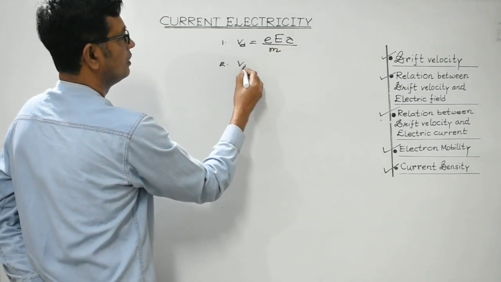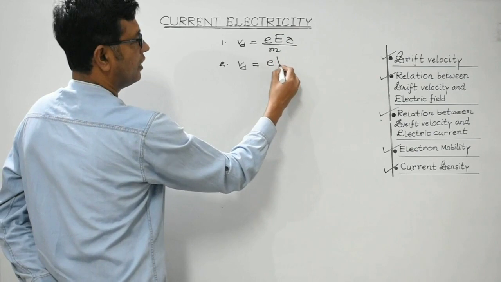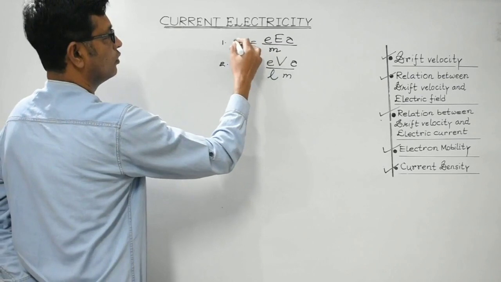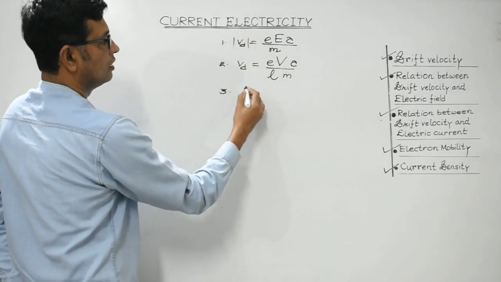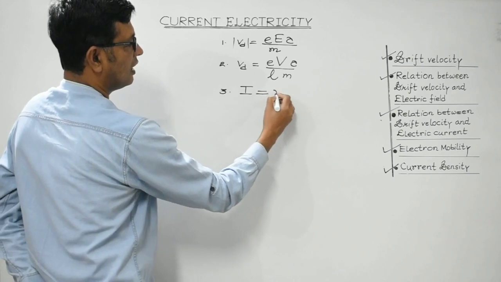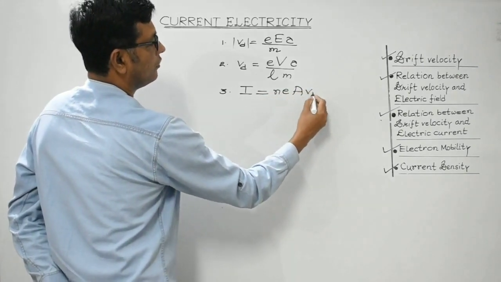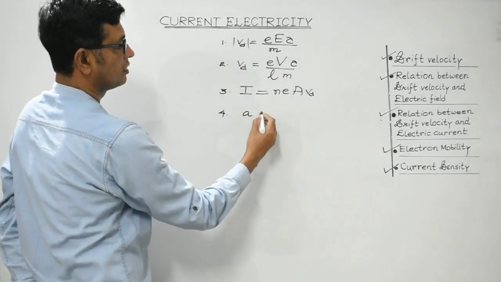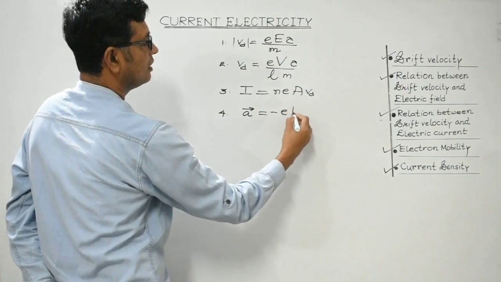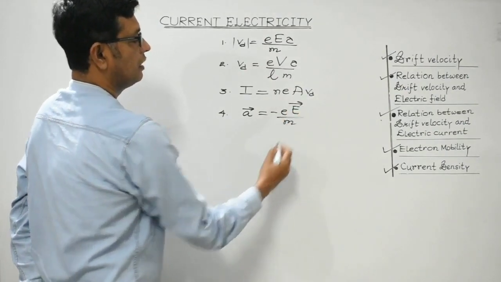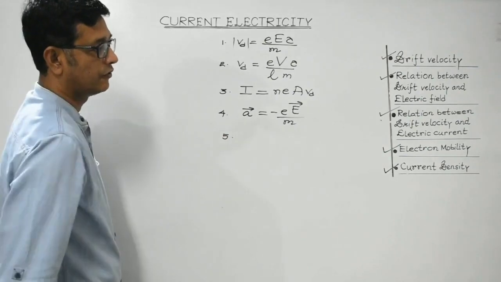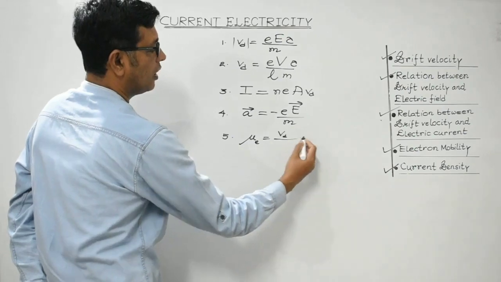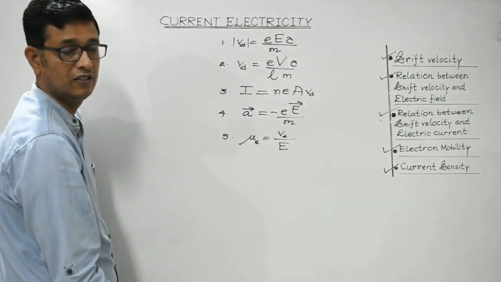Other one is, in place of electric field, you can write potential difference per unit length, right? This is another relationship. In magnitude, obviously in magnitude. Third, relationship in current and drift velocity is I equals n e A vd, right? Then fourth, acceleration which an electron experiences, it is in vector form given by minus e E vector divided by m. Fifth, regarding electron mobility, it is drift velocity per unit strength of the electric field, right?